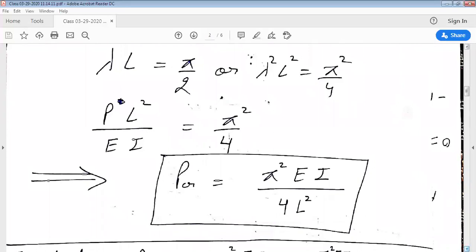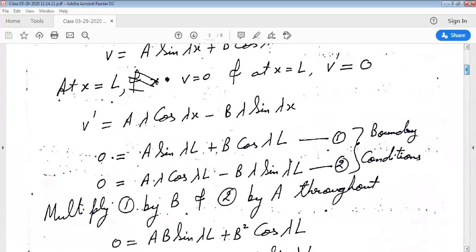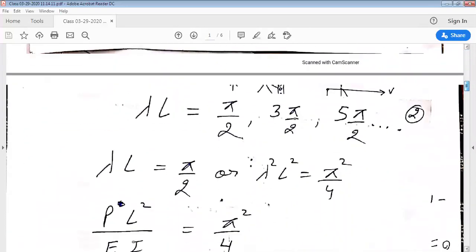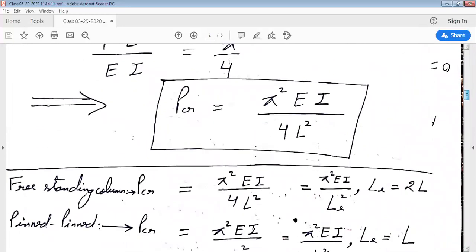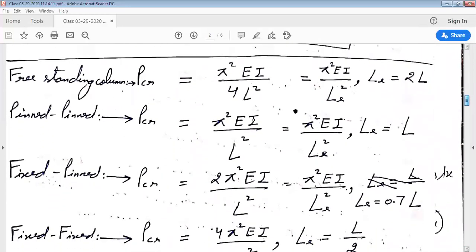So you can see the critical load of a freestanding column is lower than even the critical load of a pinned column. Now let us summarize. For freestanding column, critical load is pi square EI divided by 4L square. We can write it as pi square EI divided by LE square, where LE is equal to 2L and where L is length of the column.